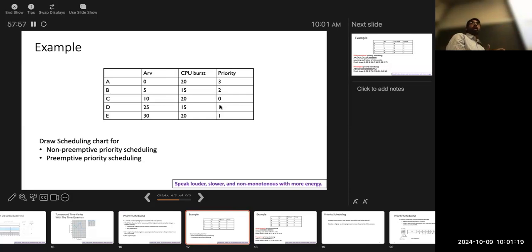Okay. So now on your notebooks, do the example where you need to draw the scheduling chart for these using non-preemptive priority scheduling. Non-preemptive.